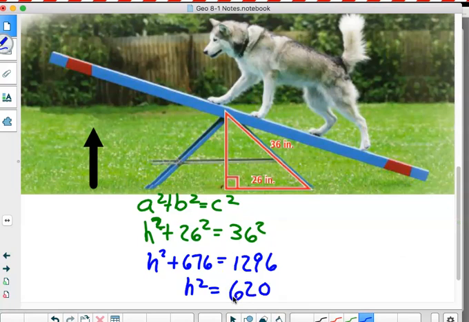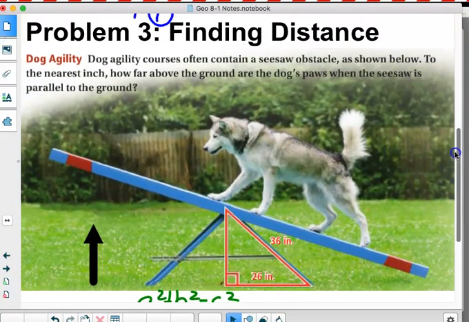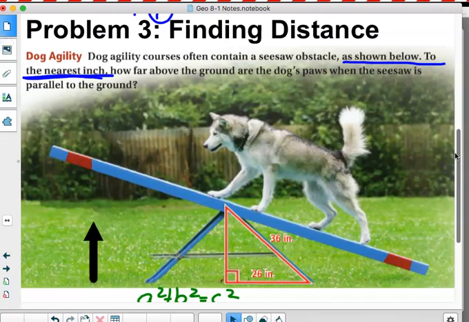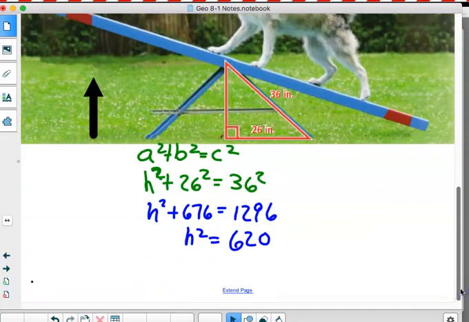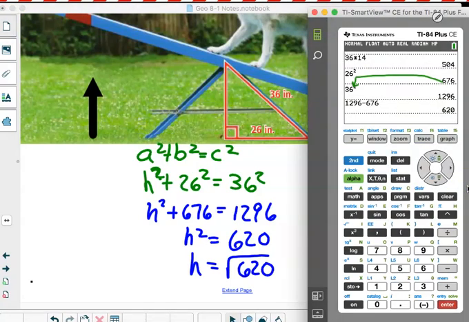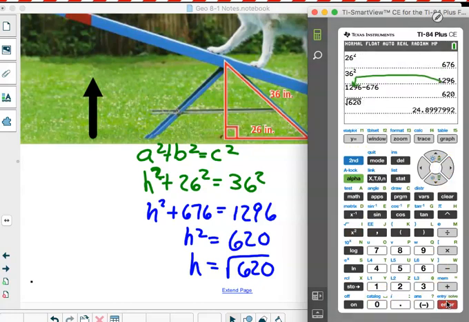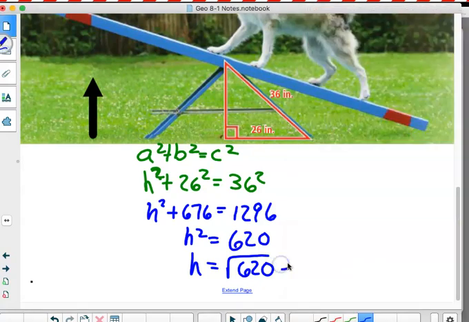Now, here's the thing about this. They ask in the directions, as shown below, to the nearest inch. So I can just take the square root of this with my calculator and I'll be okay. So h, the height, is the square root of 620, which equals 24.899. But to the nearest inch, it becomes 25. So about 25 inches.